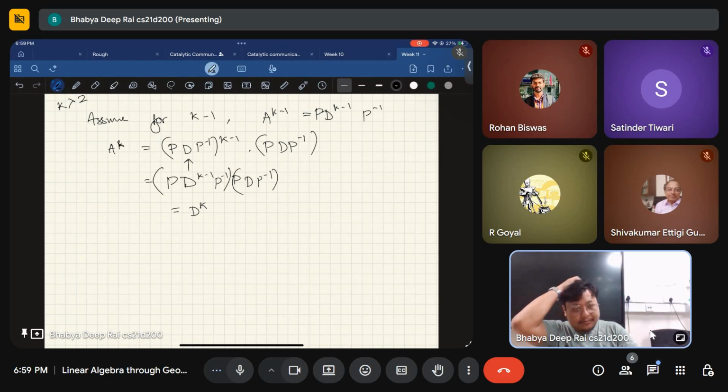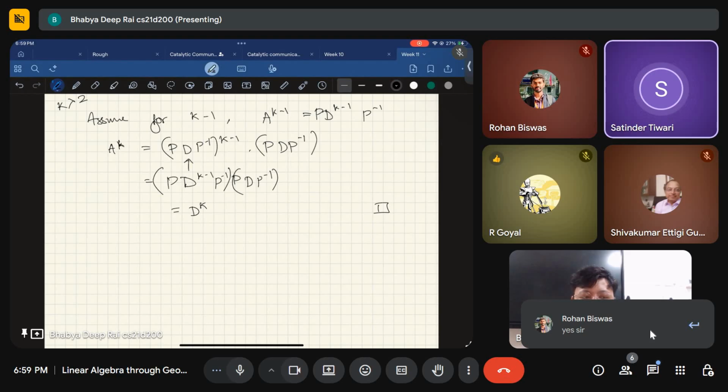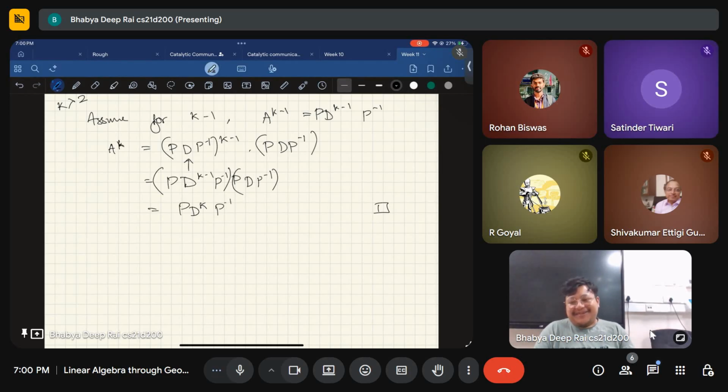Is that clear? Okay, good. Satinder, is that fine? Yes, but we have to write P inverse also. D to the k P inverse, yeah. What am I saying? It's okay, we have understood that. Yeah, thanks.